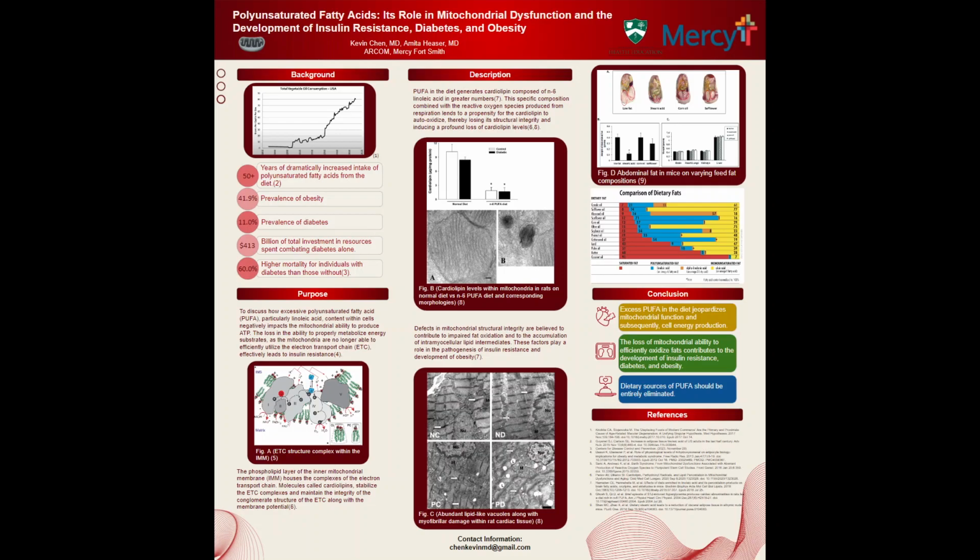These processes play a major role in the pathogenesis of insulin resistance and thus diabetes and obesity at the cellular level. And lastly, in Figure D, mice on a diet comprised of saturated fat, stearic acid, have substantially less abdominal fat than their PUFA diet counterparts. In conclusion, excess PUFA in the diet jeopardizes mitochondrial function and subsequently cell energy production. The loss of mitochondrial ability to efficiently oxidize fats contributes to the development of insulin resistance, diabetes, and obesity.